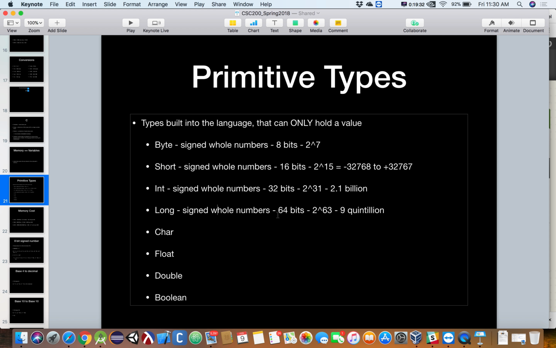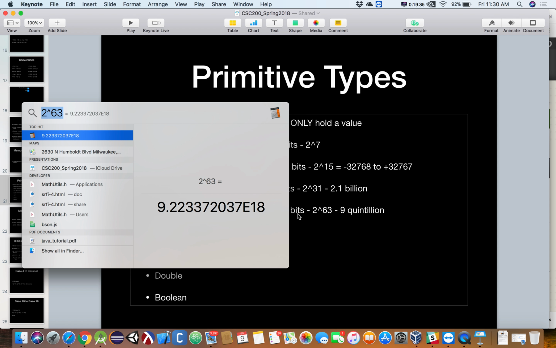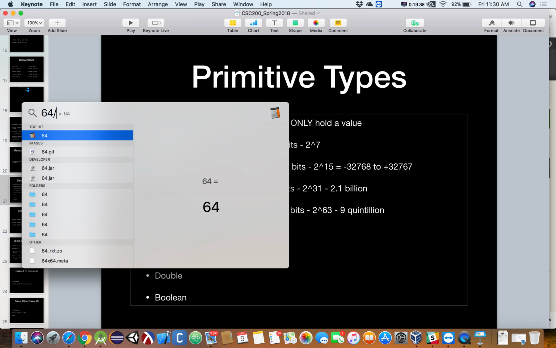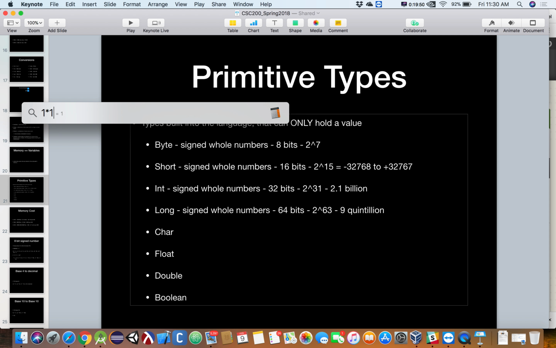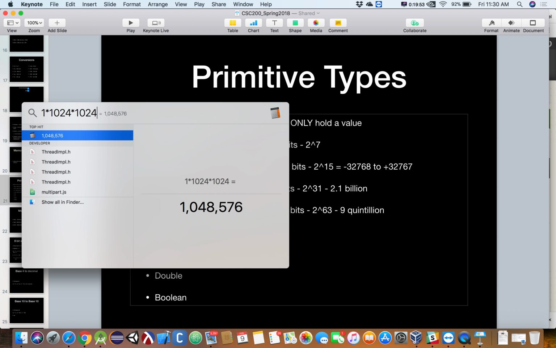A long is 64 bits. 64 bits is 8 bytes. Now, how many bytes are in a megabyte? So 1 megabyte times 1024 gets us kilobytes, times 1024 gets us bytes. That is 1,048,576 bytes in 1 megabyte. So we need to take $4 million and divide it by that, and that gets us the price per byte.